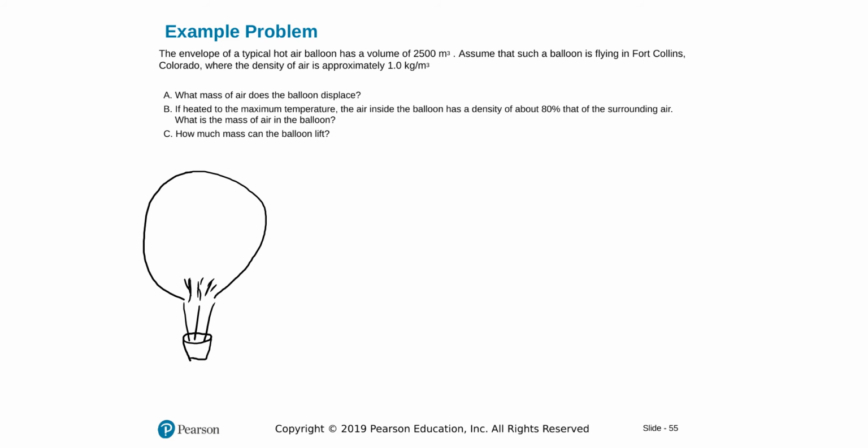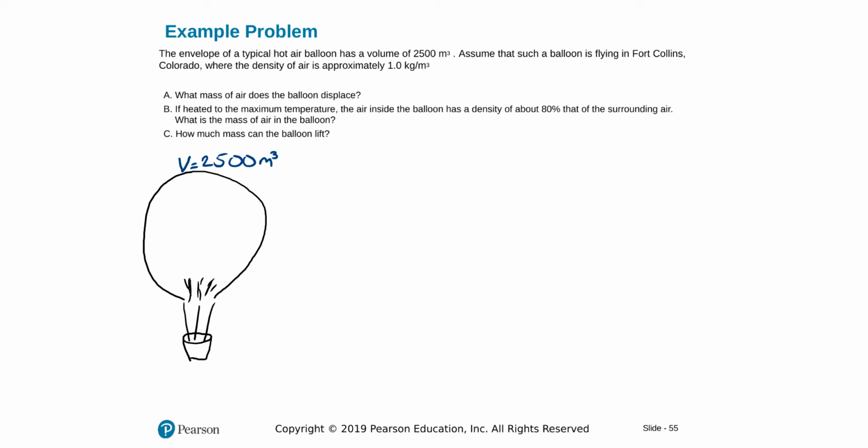Hello folks, this question is about Archimedes' principle, buoyancy and so on in the air. It's about a hot air balloon, and I drew a hot air balloon here in my ugly picture. I'll go ahead and read the question to you. The envelope of a typical hot air balloon has a volume of 2500 meter cubed, so the volume of this hot air balloon is 2500 meter cubed.